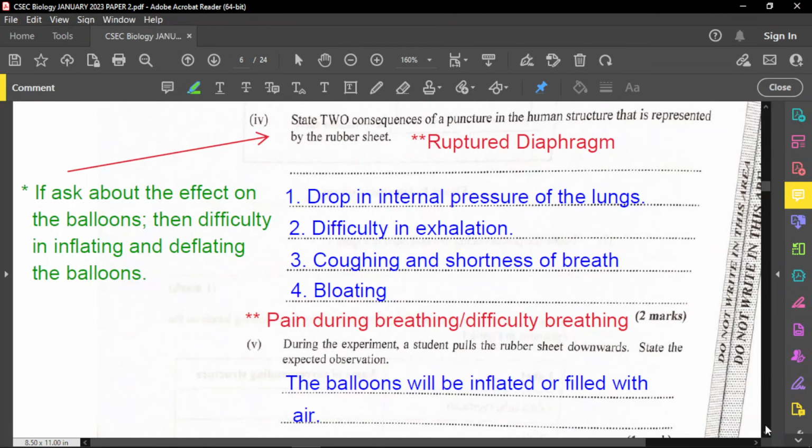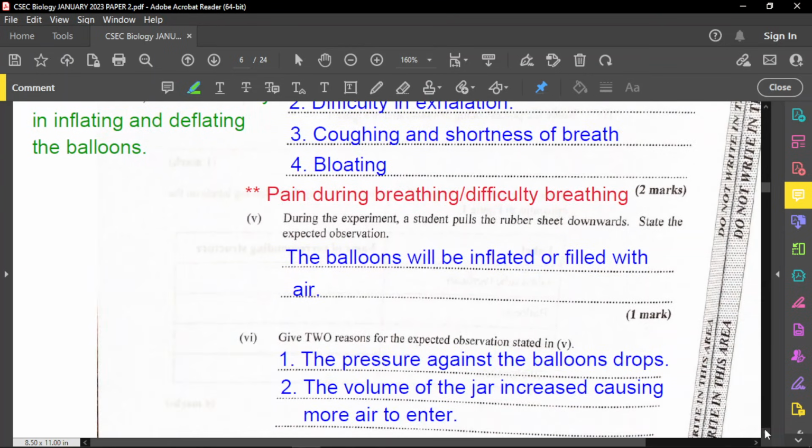All right, so for part 5, it said during the experiment, a student pulls the rubber sheet downwards, state the expected observation. If she pulls down on the rubber sheet, then what will happen is that the pressure inside of the balloons will decrease, and so the balloons will be filled with air or otherwise inflated.